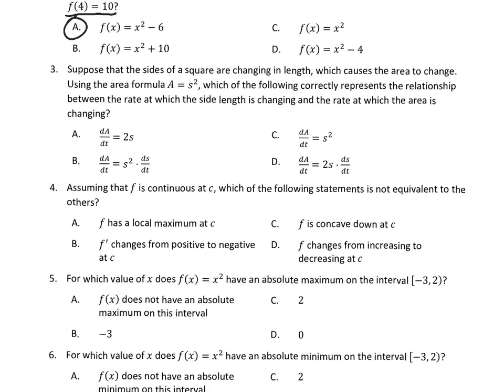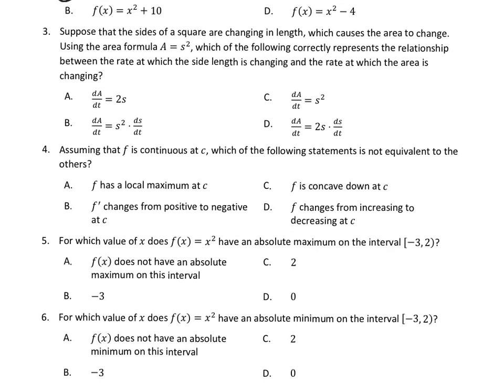Moving on to number 3, if we've got the sides of the square changing in length, that causes the area to change, and we want to have the related rates relationship between the rate at which the area changes and the rate at which the side changes. So what we need to do is take this area formula and implicitly differentiate each side with respect to t. When we do that using the chain rule, we get option D.